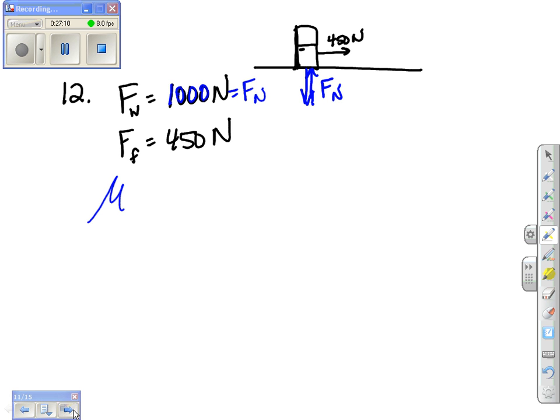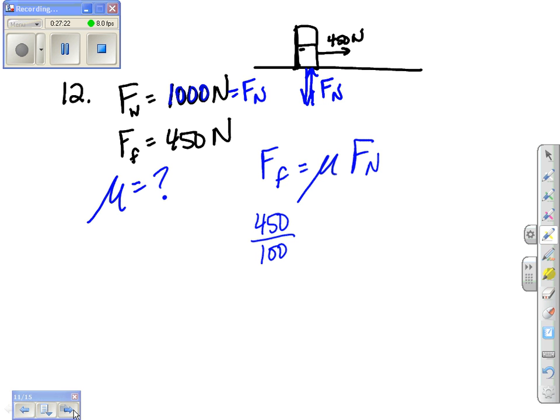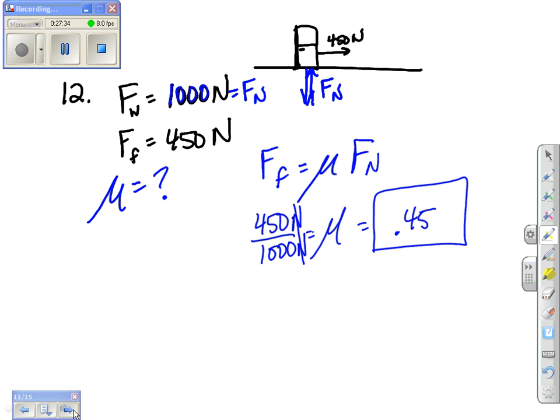They want us to find the coefficient of friction between the two. So frictional force is mu times the normal force. So 450 divided by 100 or 1,000, equals mu. So mu would equal 0.45. Now notice mu has no units because this was newtons and this was newtons and they cancel out. All right.